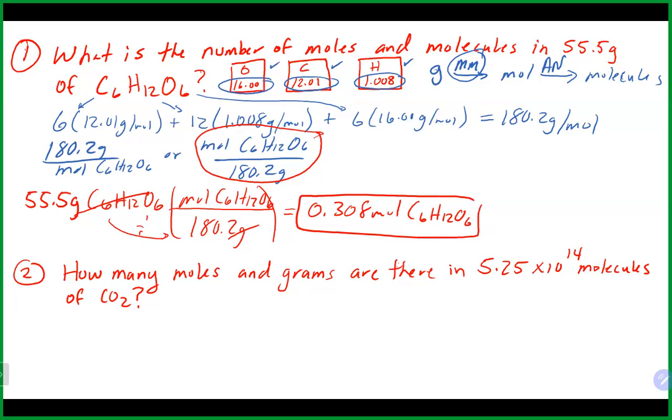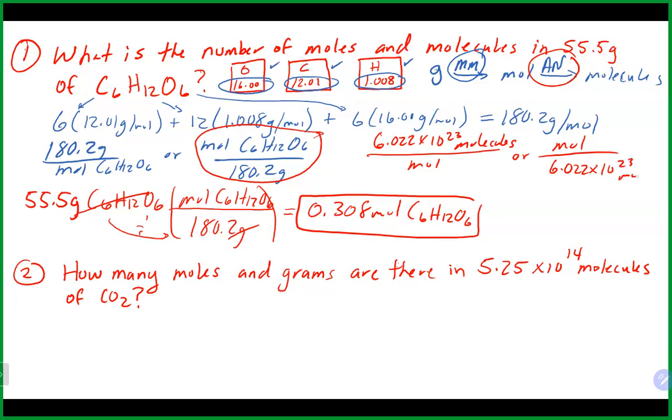Now that I have it in moles, I'm going to now use Avogadro's number here to take it the rest of the way to my molecules. And again, we're going to use our normal Avogadro's number conversions. We have our 6.022 times 10 to the 23. These would be molecules in this case because we're dealing with a molecule over a mole. A mole is 6.022 times 10 to the 23 molecules.